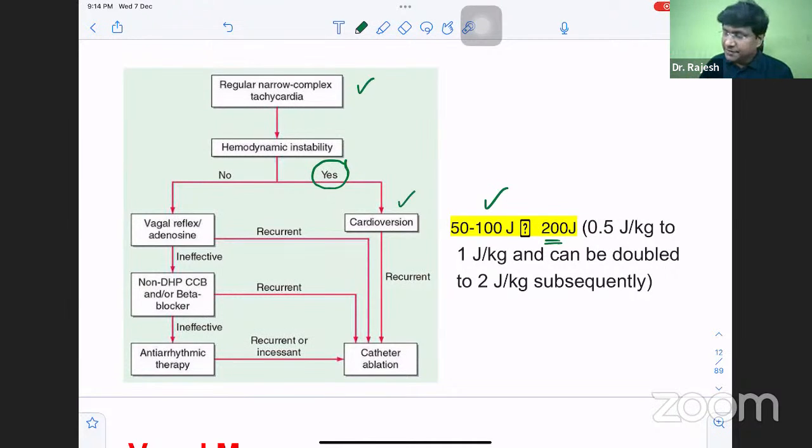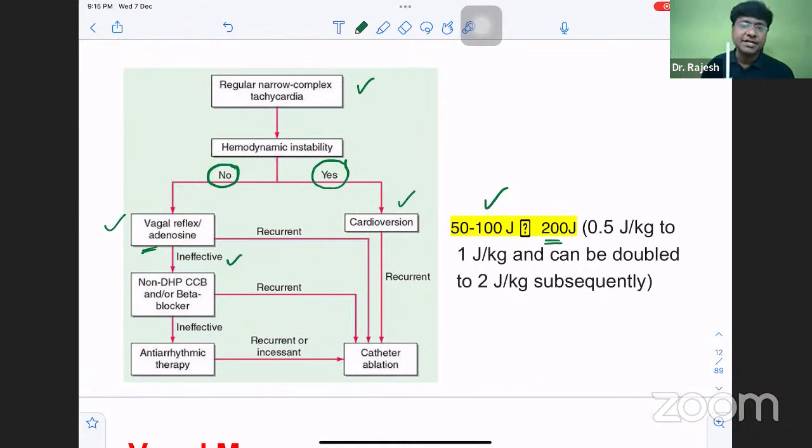Suppose the patient is hemodynamically stable, then the first line treatment will be stimulation of the vagal maneuvers. Then the drug of choice will be adenosine. That is, you need to give 6 milligrams of adenosine. If the patient does not respond, you need to give 12 milligrams of adenosine.